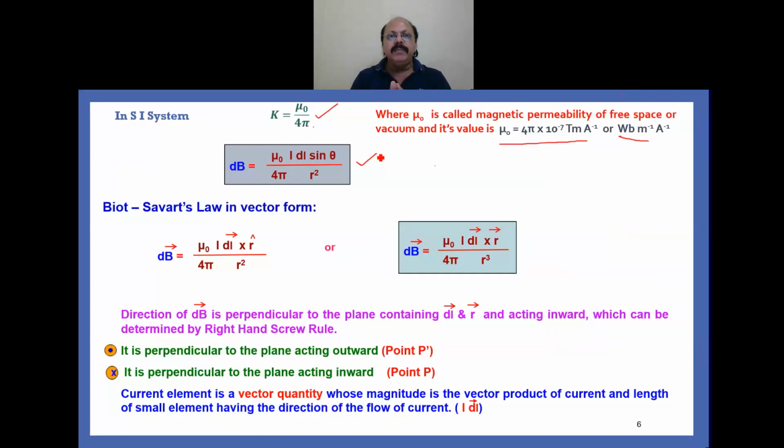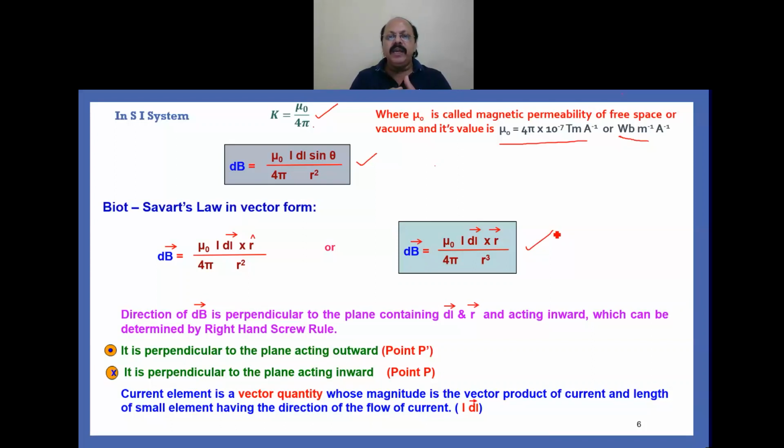Now we can write this Biot-Savart's law in the vector form. As we know that the direction is represented by the unit vector, so we take here the unit vector r cap. So dB vector equals mu naught upon 4 pi I dl vector cross r cap upon r square. The similar formula we have applied here: A cross B equals AB sine theta n cap. Now r cap, the unit vector, equals r vector upon mod of r. So when you substitute this value here, finally you will get dB vector equal to mu naught upon 4 pi I dl vector cross r vector upon r cube.